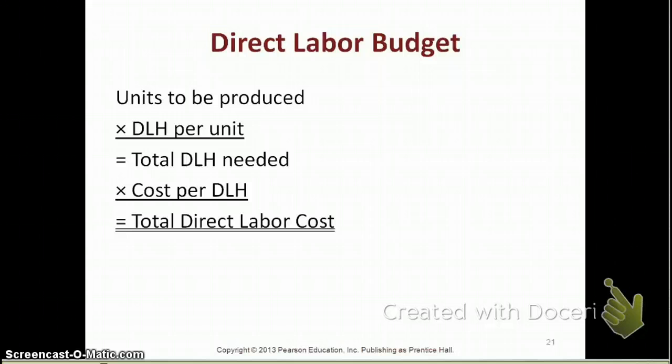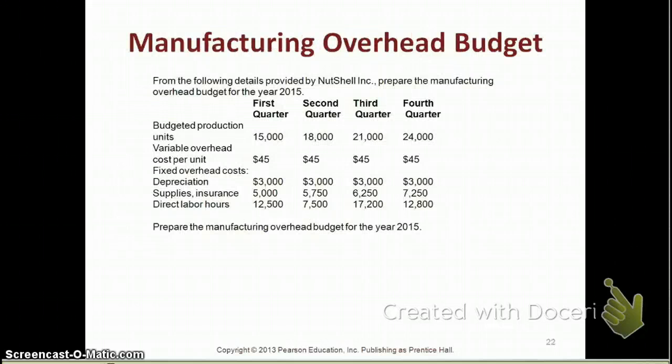After your direct labor budget, the next step is to calculate your manufacturing overhead budget. For the manufacturing overhead budget, you need to know the cost behavior that you learned in your previous chapters and apply that to your manufacturing overhead. You need to split your variable overhead and your fixed overhead and then calculate a total overhead budget.